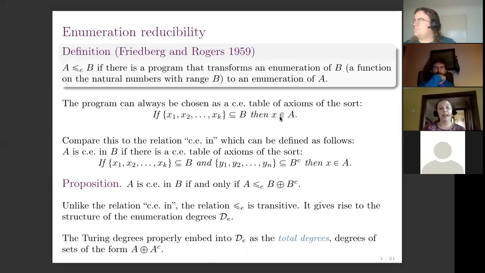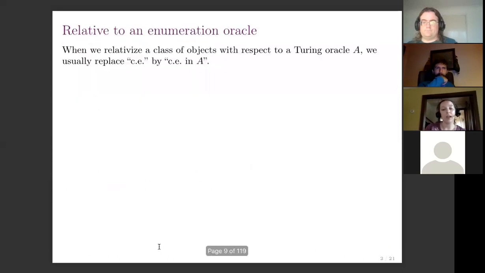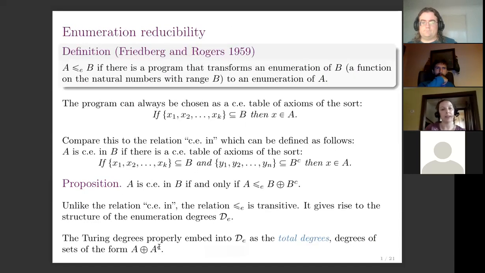And again, the same proposition now allows us to embed a copy of the Turing degrees into the enumeration degrees. We'll call these the total degrees. So we map the Turing degree of a set A to the degree of A joined with the complement of A. And right, so that's our setting, enumeration reducibility.